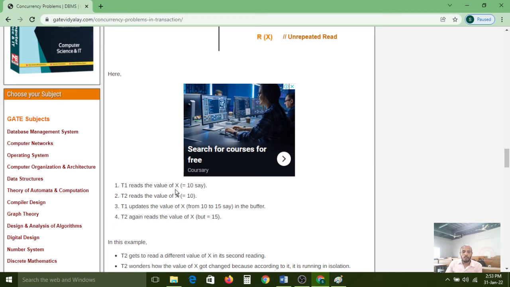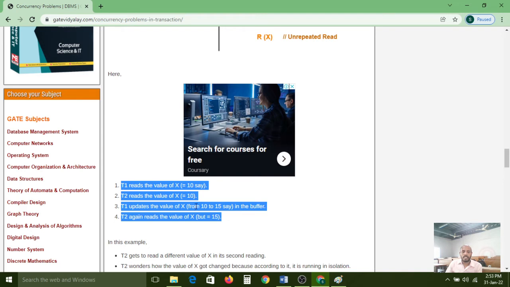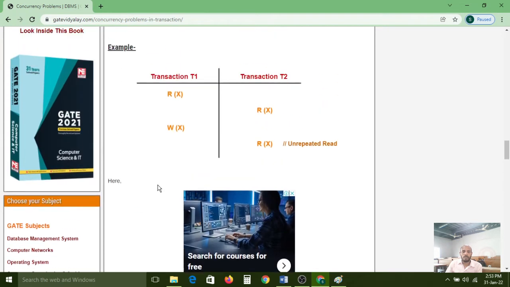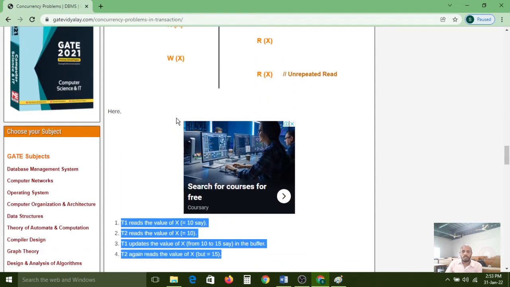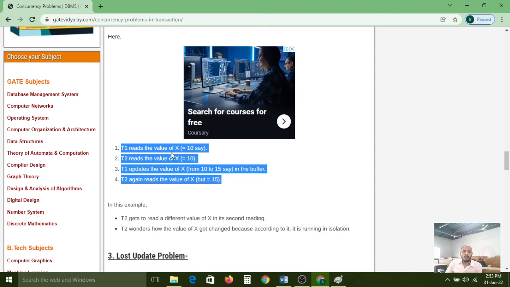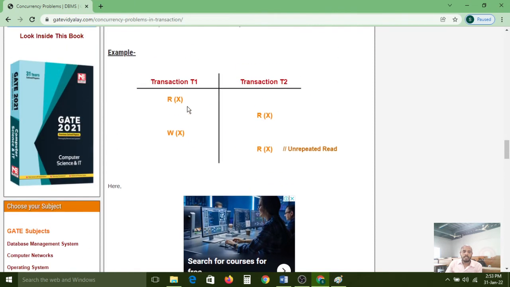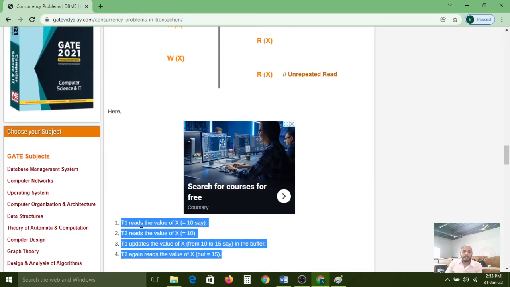Here I have given an example. Just read these points, then we can understand from this diagram. What type of problem are we getting? What is the unrepeatable problem? T1 reads the value of X equal to 10, nothing but this X value is 10. T2 reads the value of X equal to 10.